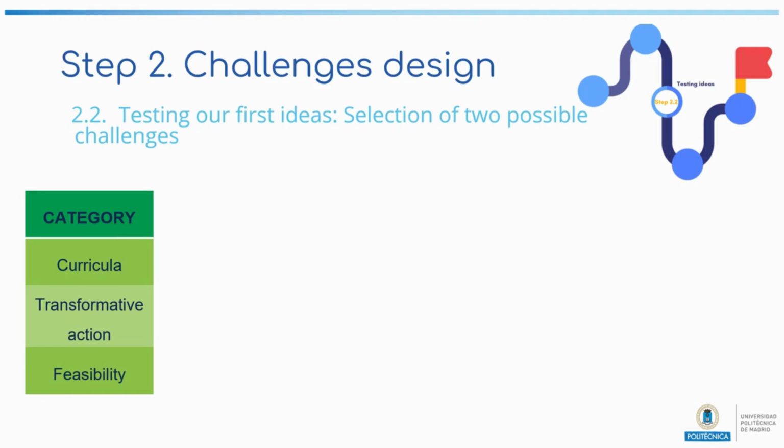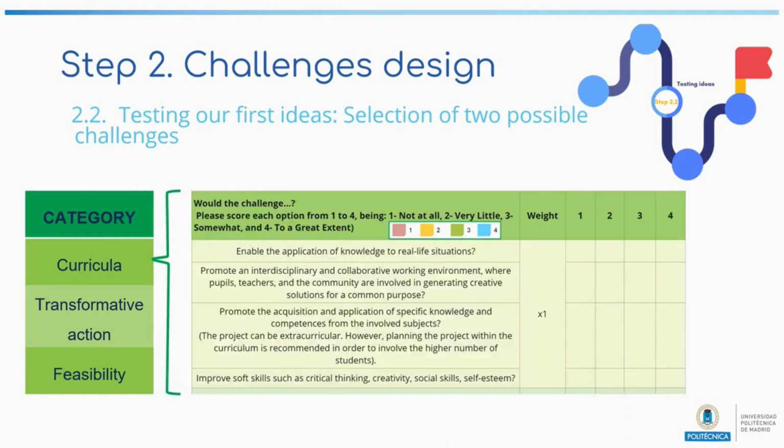Let's see one of the category's items to explain the process. For example, the curricular category. Imagine that our first challenge could be to map the number of trees and their shadow quality in the neighborhood parks to analyze potential climate shelters. We would start scoring the 4 items in the curricular category from 1 to 4. We would do the same for the rest of the items in the other 2 categories and also for other potential challenges.